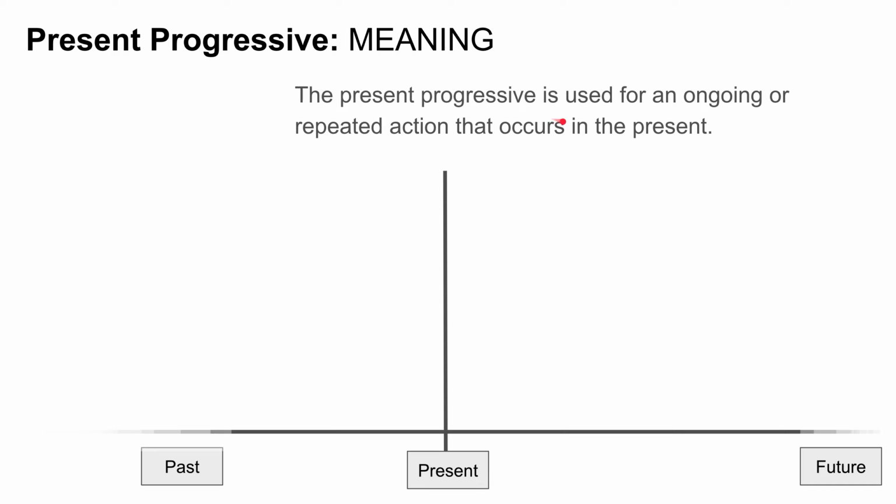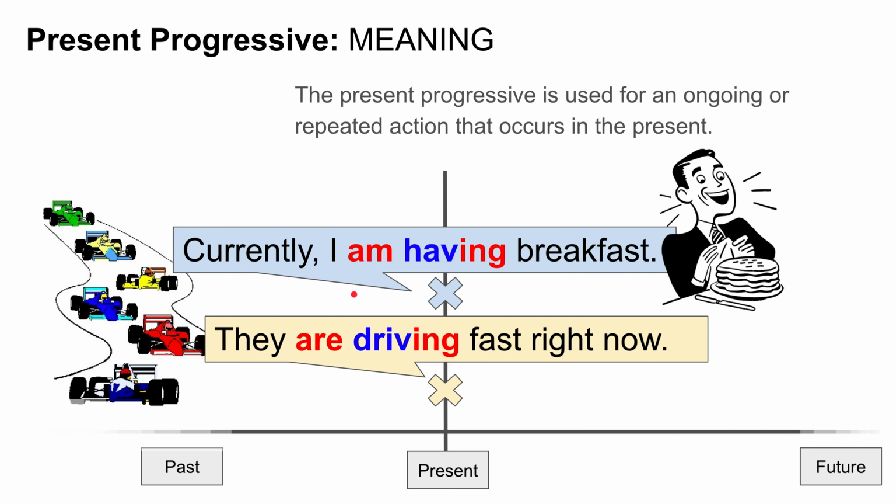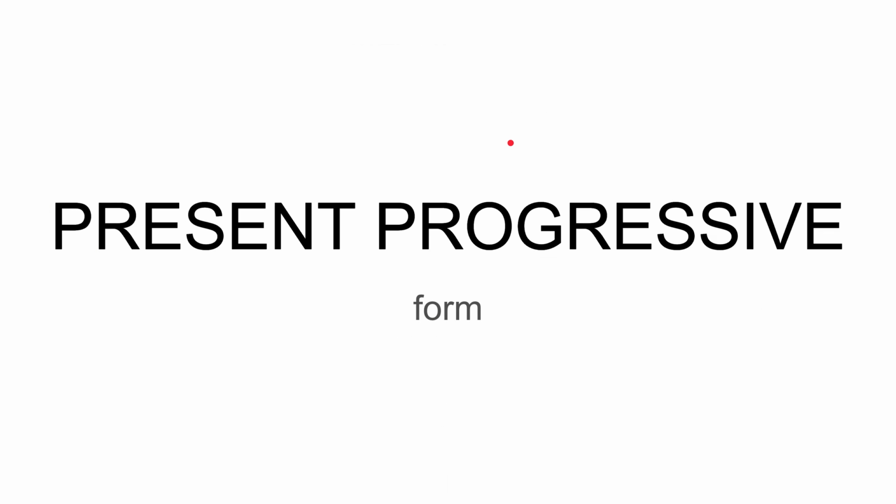The present progressive is used for an ongoing or repeated action that occurs in the present. So, for example, right now they are driving fast. That is right now, at this moment. Another example is, currently I am having breakfast. That's right now, currently. As you can see from both of my examples, they don't take place in the past or the future or sometime near the future. No, but right now, in this instant. So the present progressive is used for ongoing or repeated actions that occur in the present.